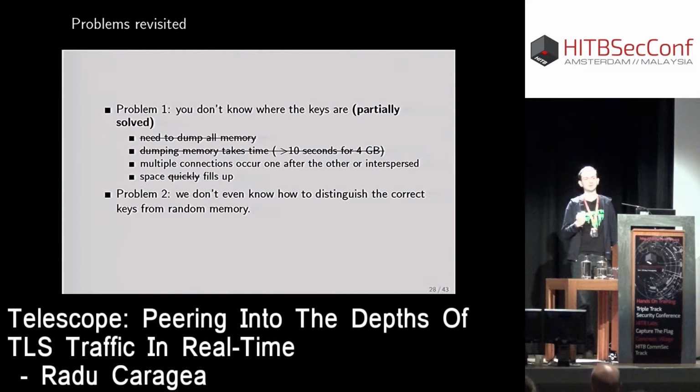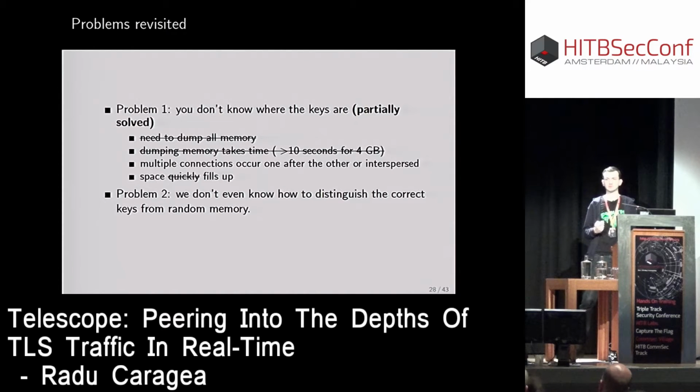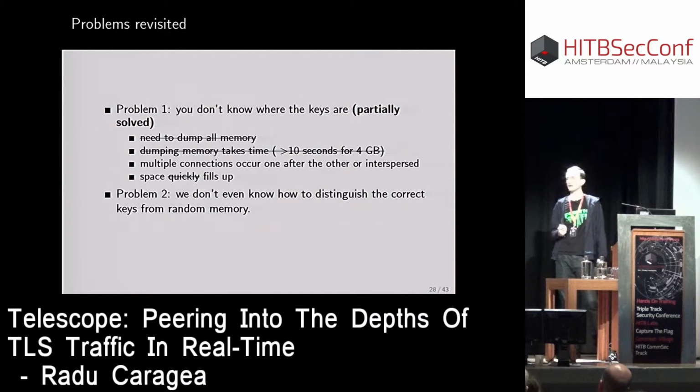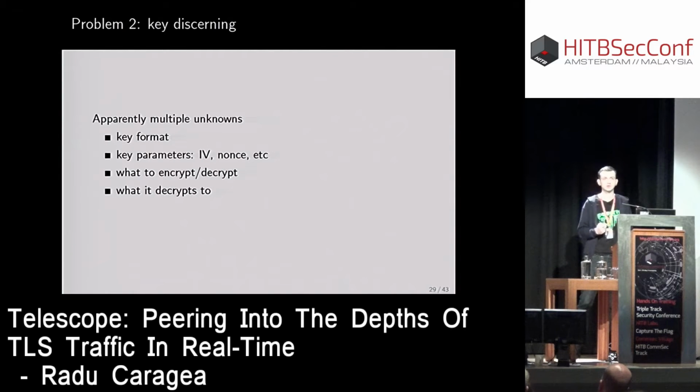All right, revisiting our problems, we don't have to dump 4 gigabytes anymore. We still have multiple connections, but space won't fill up as quickly, right? But there's still the second problem. So we have the micro memory dump. What are we going to do with it? We have to process it somehow. And this is what we're going to do next.